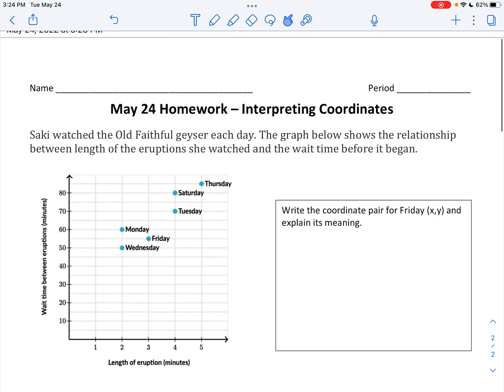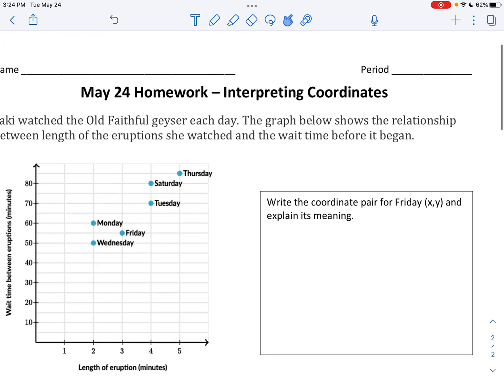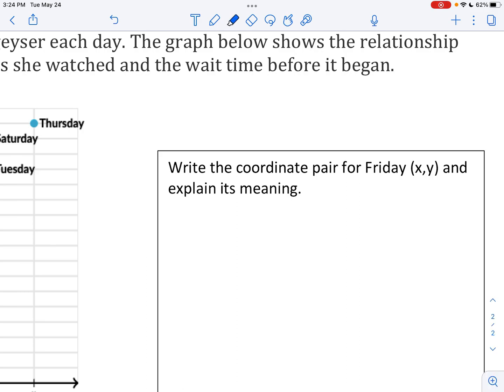On the top, I'm just kind of interested to see what you think. I do want you to notice that I want you to do two things. I want you to write the coordinate pair for Friday. So that's going to be in parentheses as an XY. And then I want you to tell me what it means, right?